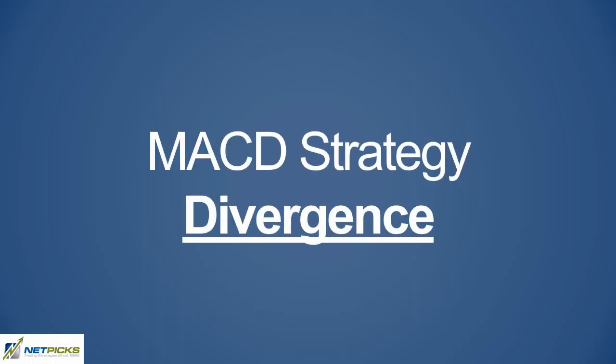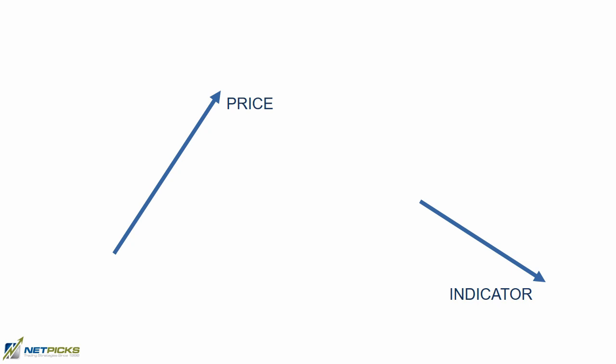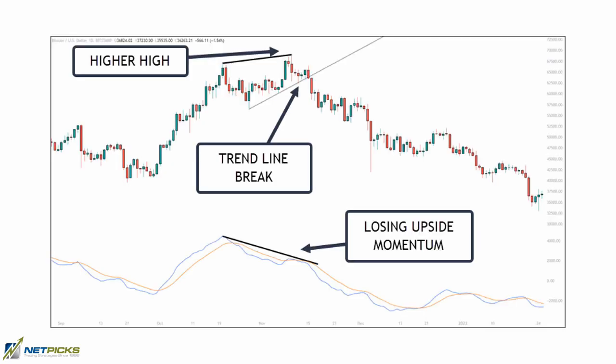So let's talk about divergence. How does it get created? Essentially, we're going to see the MACD showing the momentum of a crypto, and now we're looking for price to head in one direction while the momentum indicator heads in another direction. This is usually seen with peaks and valleys in the indicator, but it can also be seen with just the slope of the lines. And this is a good example of bearish divergence.